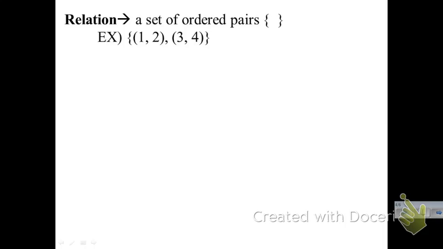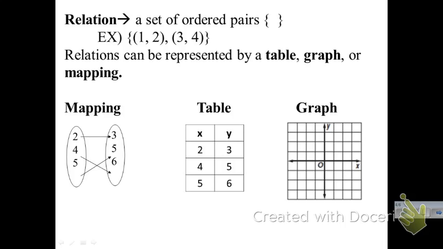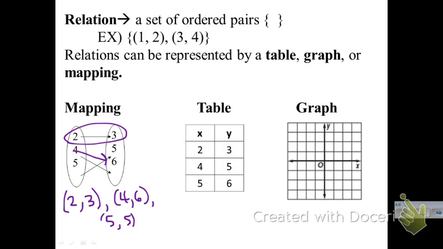A relation is a set of ordered pairs. So I've given you an example here. We have 2 ordered pairs, and it's in what we call set notation. Relations can be represented by a table, a graph, or a mapping. So our first example is a mapping. This says that 2 corresponds with 3. Our next one, my arrows are slightly off, but that 4 does go with the 6. And the bottom one, 5, goes with 5. And this would be your set.